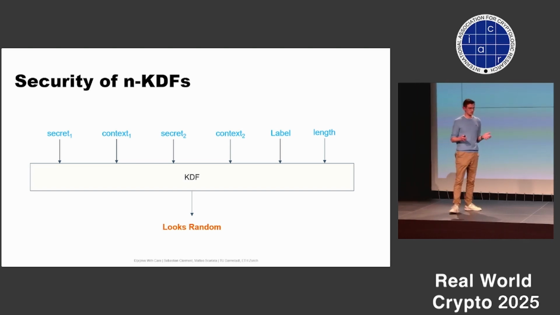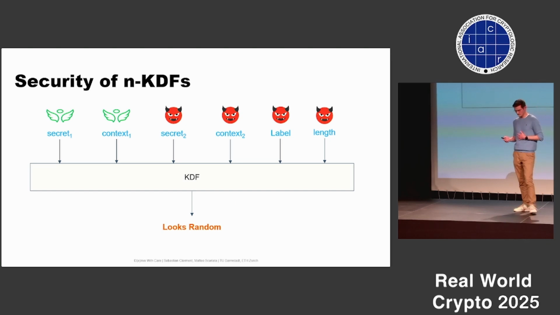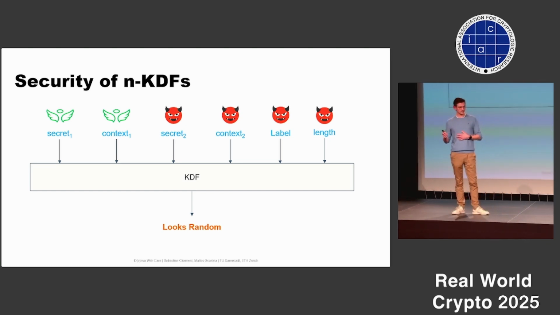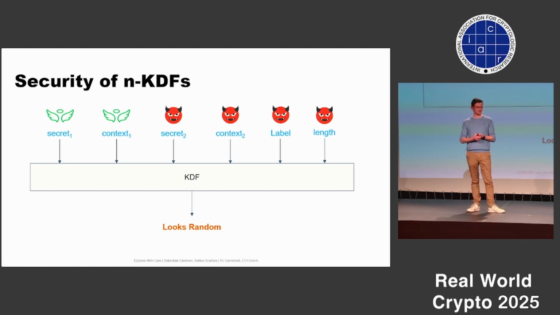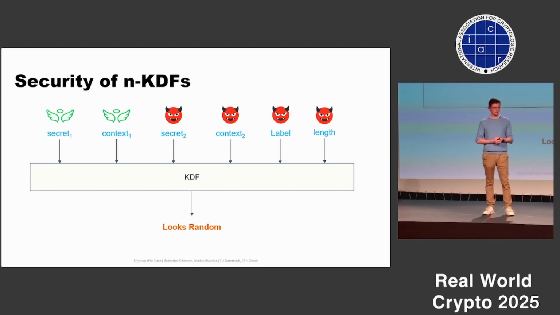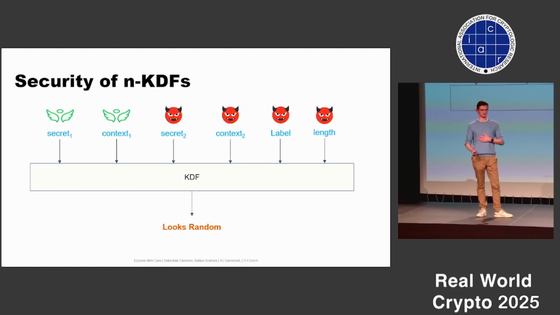In our security game, we want that with these inputs, we get an output that looks random. And we want that it looks random not only if all the input secrets are secret, but we allow an adversary to compromise some input secrets. In this example, the second input secret, the associated context, the label, and the length are all adversarially controlled. So there's only one good input secret left. And for this, we want that the output of the KDF still looks random.